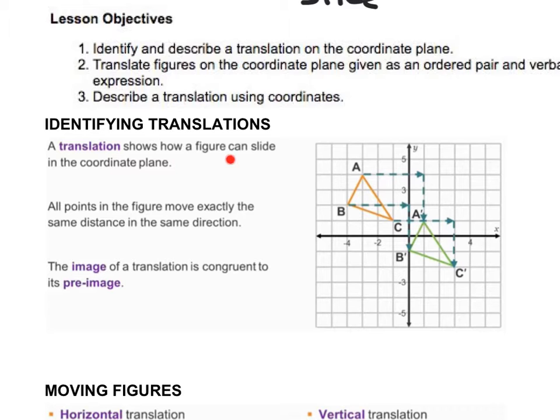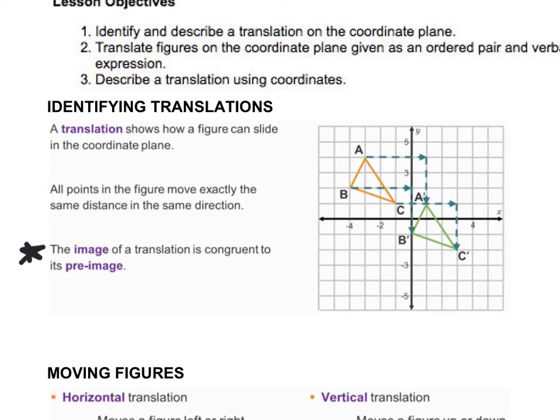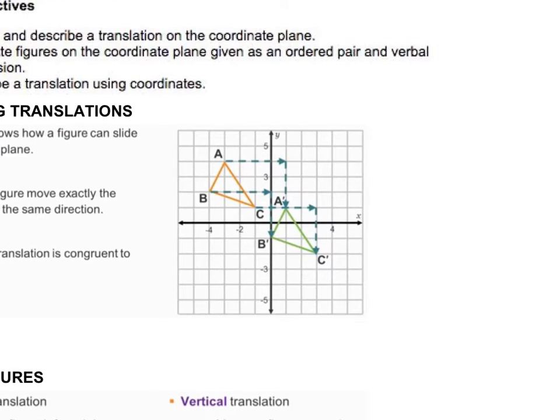A translation shows how a figure can slide in the coordinate plane. All points in the figure move exactly the same distance in the same direction, okay? The image of a translation is congruent to the pre-image. That's important, okay? When we do a translation, it doesn't change size, okay? So in this, I want you to notice, and I'm going to show you this.